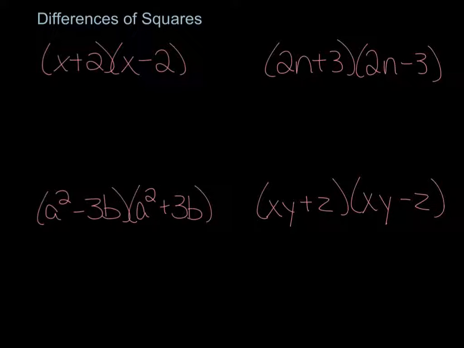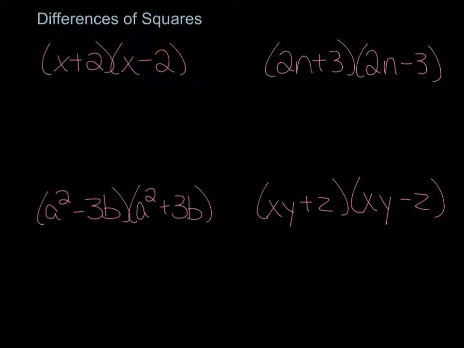So we're going to learn a special form of factoring today. This is called differences of squares. I want you to look at these four sets of binomials. Notice that they each have the same first and last term: x² and 2, a² and 3b, xy and z, 2n and 3. The only difference is the sign. One of them's plus, one of them's minus, and it's true all the way through.